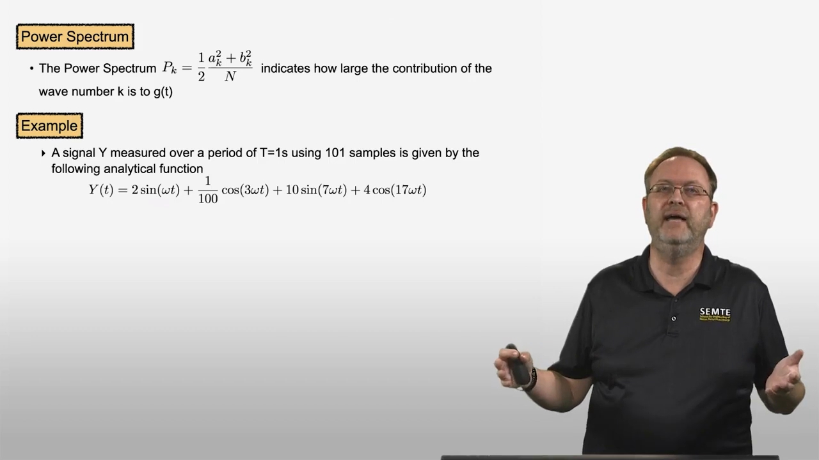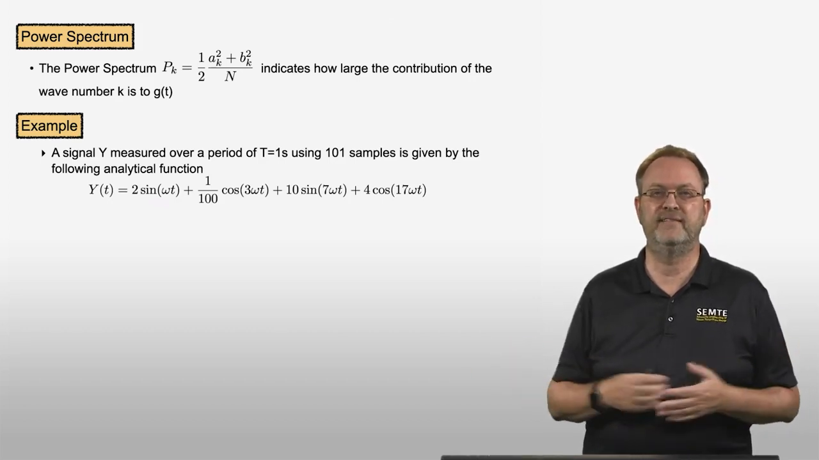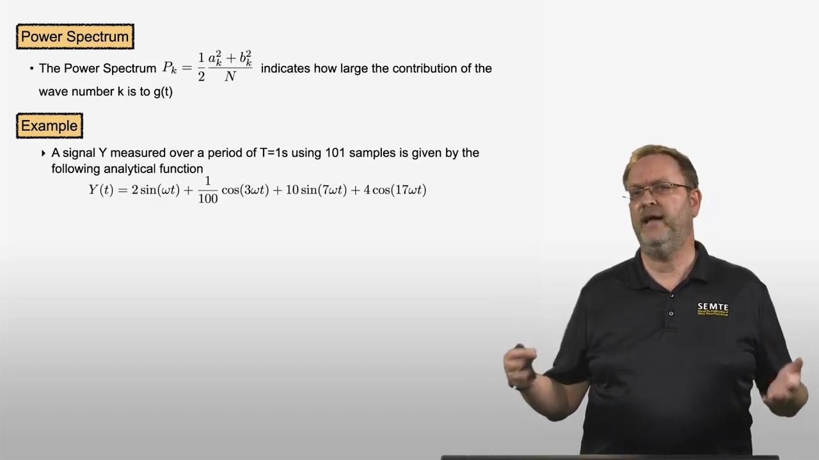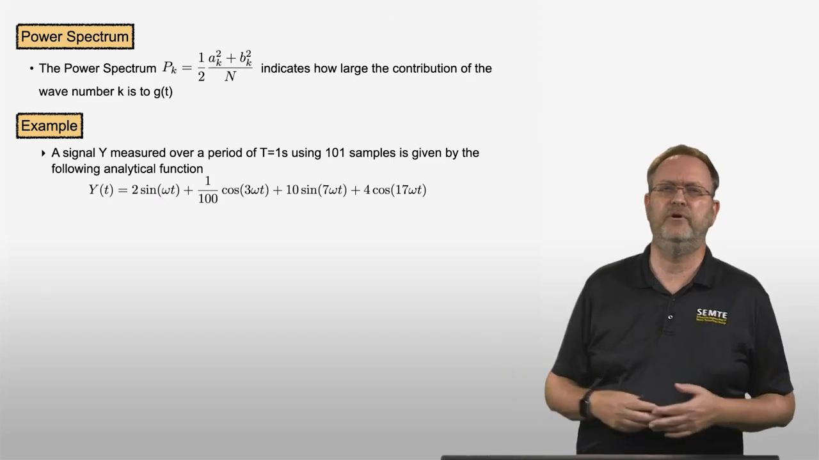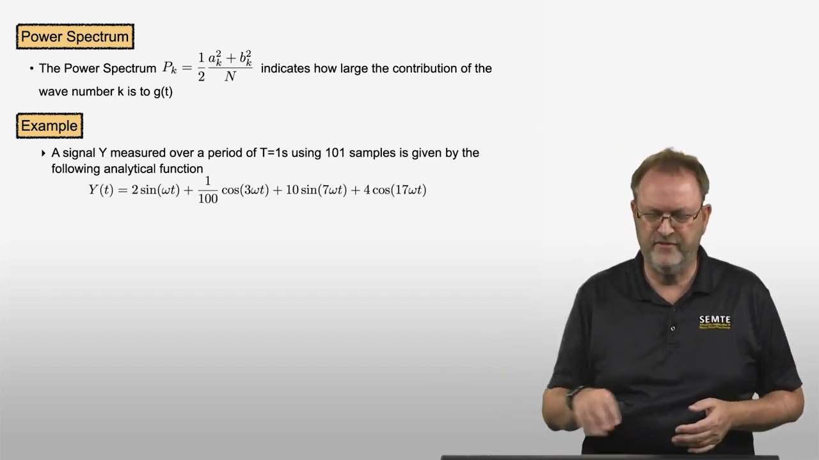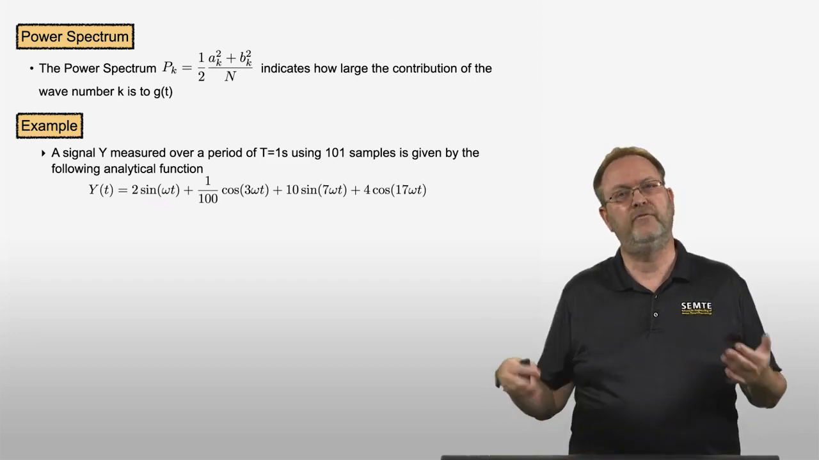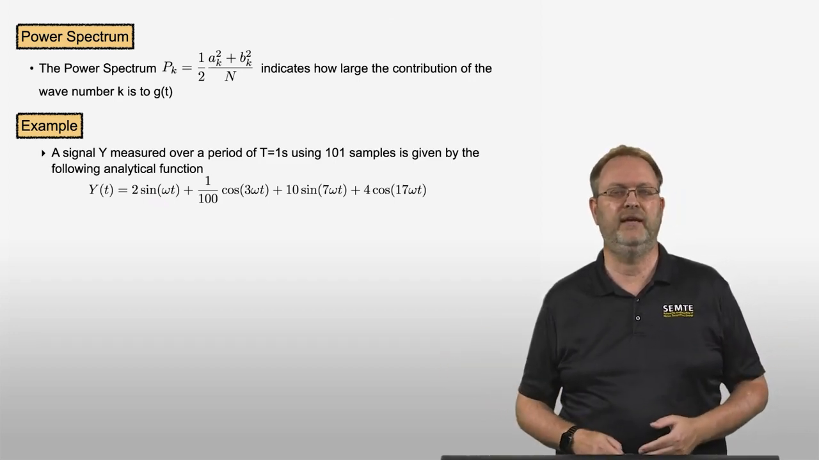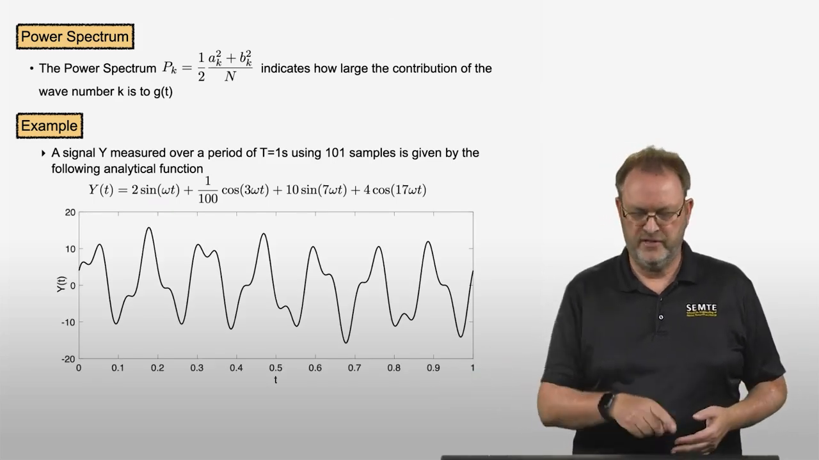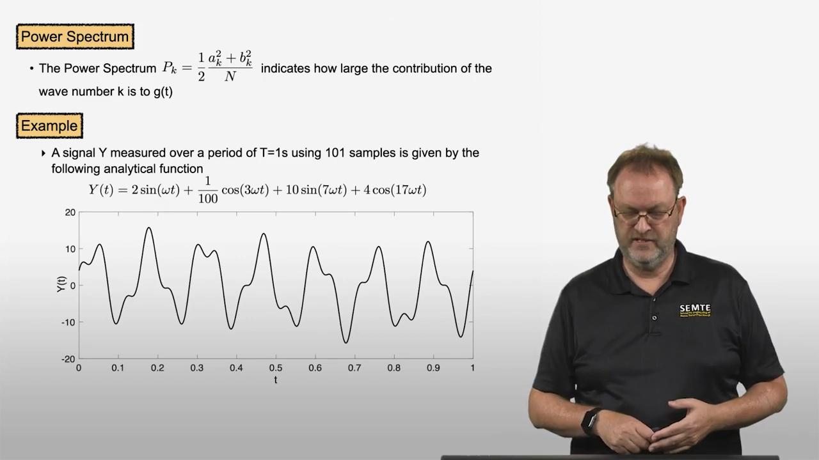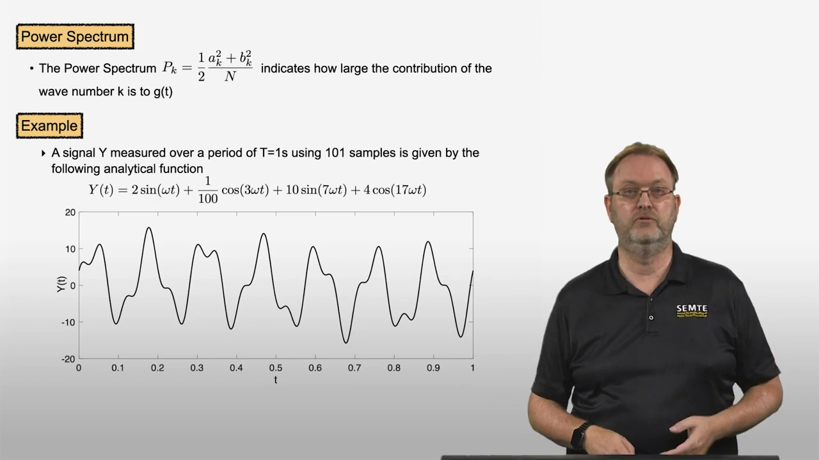A signal y was measured over a period of uppercase T equal to 1 second using 101 samples. Okay, and those data points are just generated from this given analytical function y of t over here. So I have a total of 100 unique data points. And if I were to plot this signal, here you'll see this periodically repeating signal over the fundamental period of t equal to 1 second.